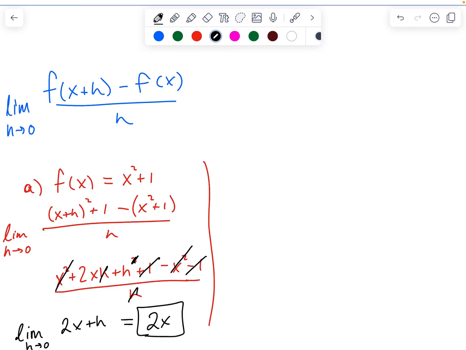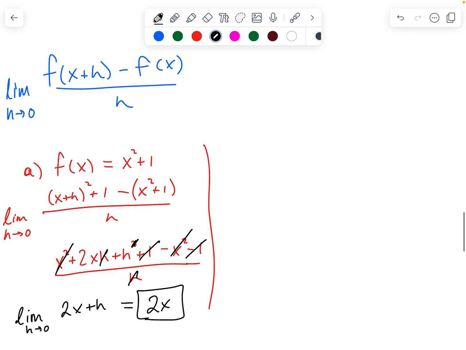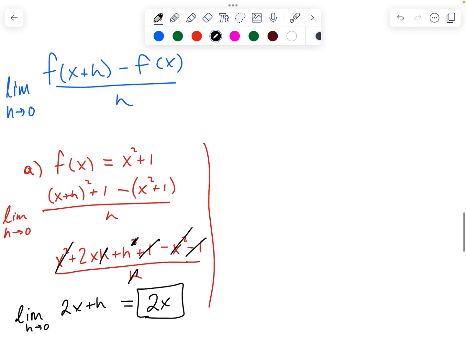Now the reason why we're doing this is because eventually this is how we're going to find our derivatives. We're doing derivatives light, or like the long way.